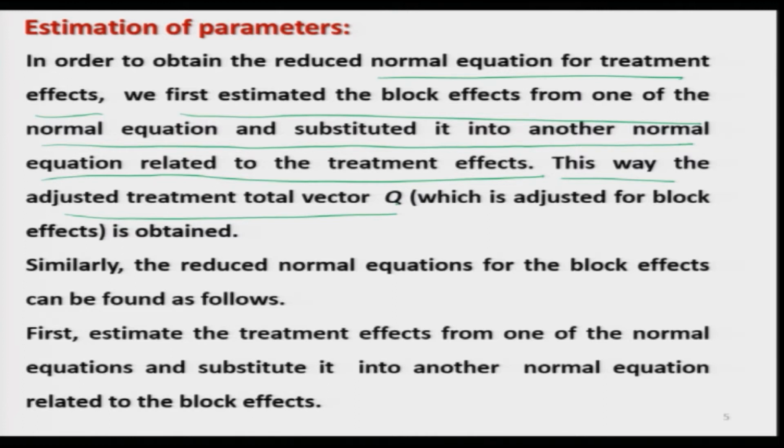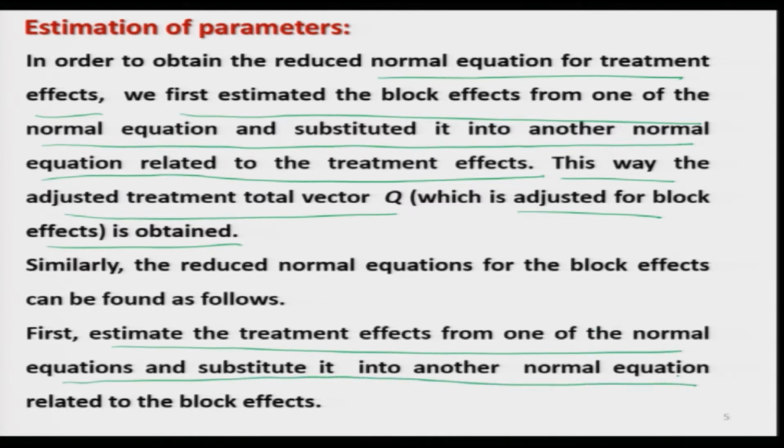And why is this called adjusted? This is very important for you to understand and learn. This is adjusted for block effects. And now the next question comes: can you repeat the same thing for the block effects also, and can you obtain the reduced normal equation for the block effects? Yes. What we are going to do now is estimate the treatment effect from one of the normal equations and substitute it into another normal equation related to the block effects, and we will obtain the reduced normal equation for the block effects.